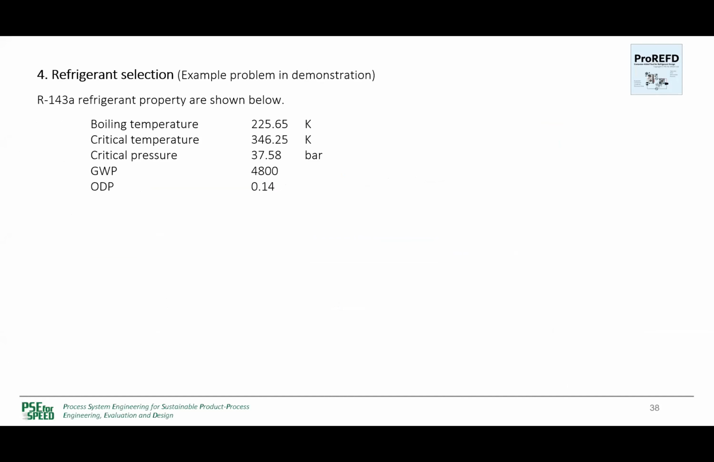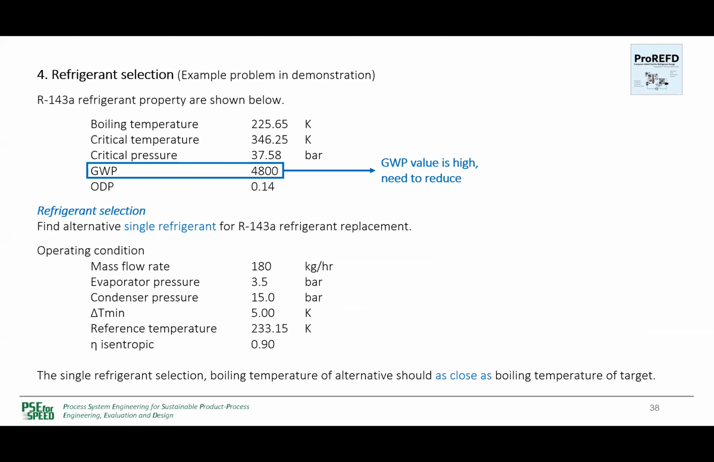Okay, let's see the problem. The property of commercial refrigerant R143A: the GWP is quite high and better to reduce. Now we are going to demonstrate how to find the alternative single refrigerant. Here, the boiling temperature of the alternative should be as close to the target as possible.